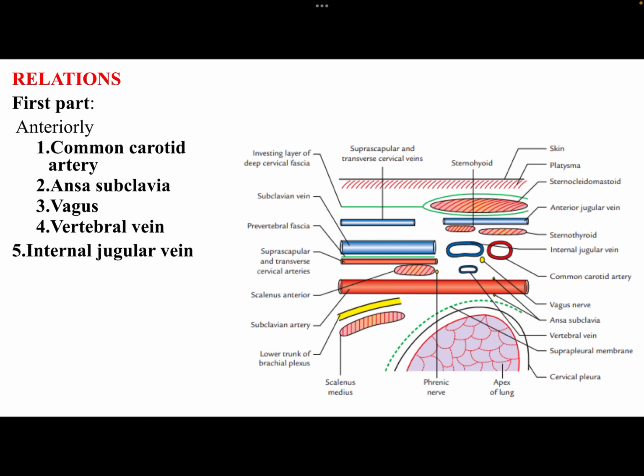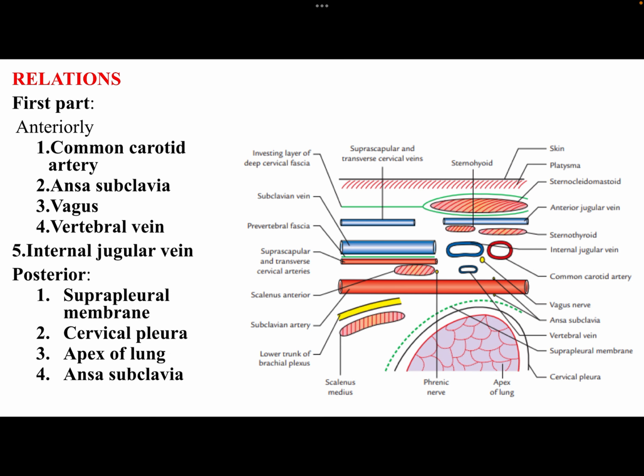The two nerves loop round the inferior aspect of the right subclavian artery. Then posteriorly it is related to the apex of the right lung, cervical pleura, suprapleural membrane and ansa subclavia.